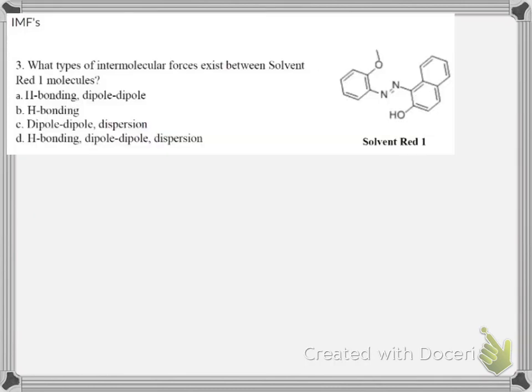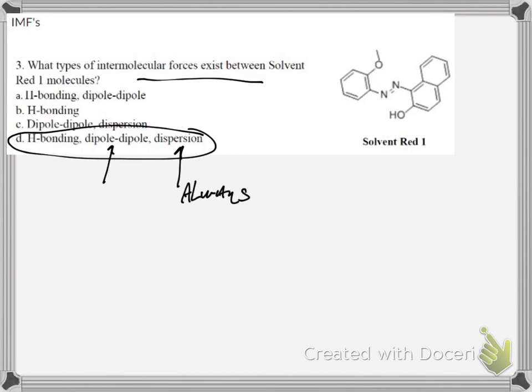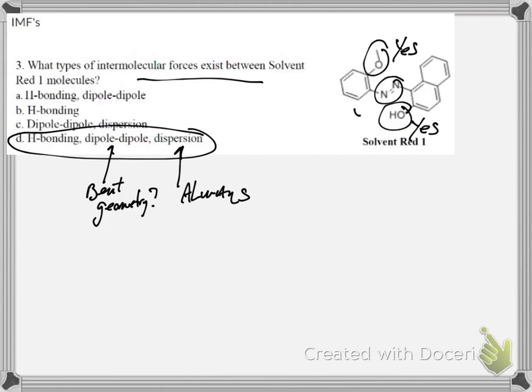What types of intermolecular forces exist between the solvent redwood molecules? Right, so we take a look and you say all molecules have dispersion, always true. Are there dipole-dipole? Yes, because there are bent atoms. Any oxygen with the bent geometry, nitrogen with the bent geometry. There's actually 4 atoms that are in bent geometries with lone pairs, so they would definitely be polar.